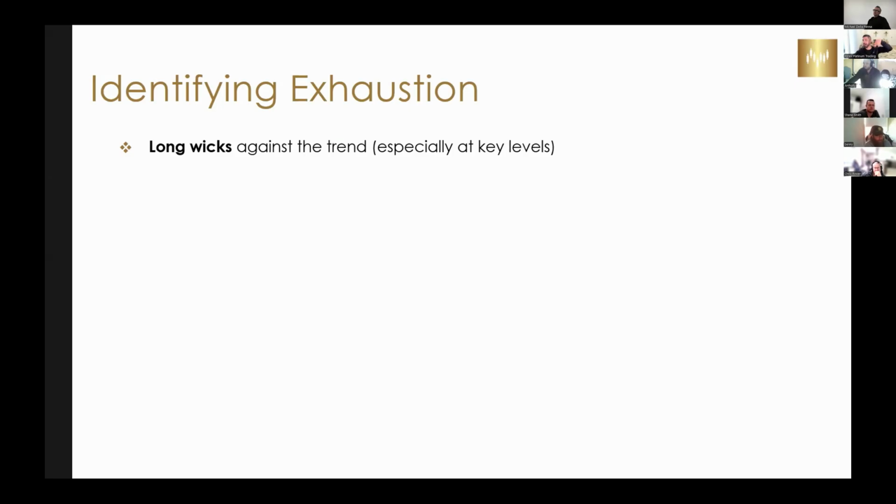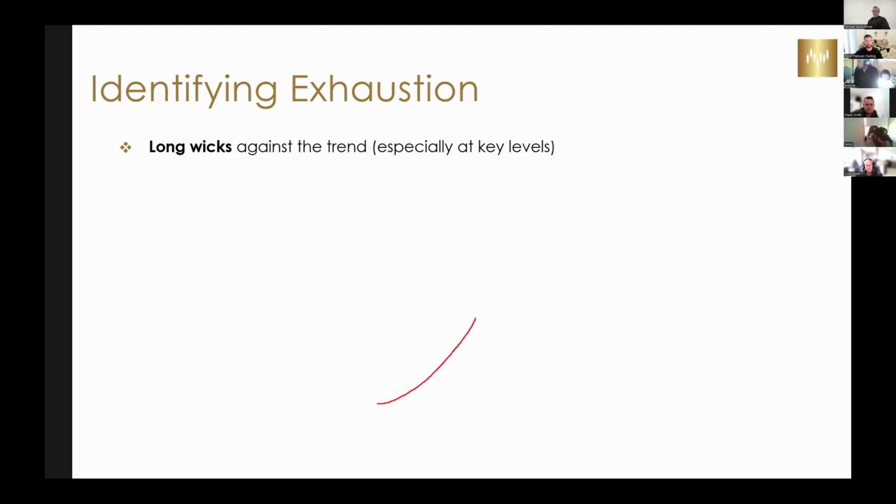Nice long wicks, pin bars, even bodies, and you see just long wicks. Even if you've got decent sized bodies, but there are long wicks on them against the trend. For example, if we're moving in an upwards direction, price is moving up, up, up, and then you see a level of resistance.